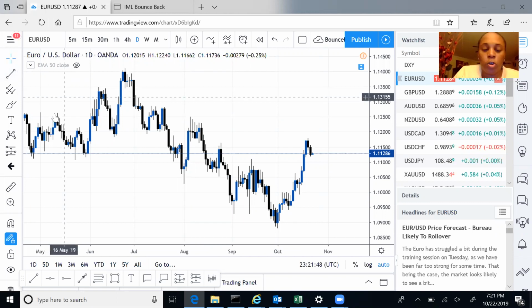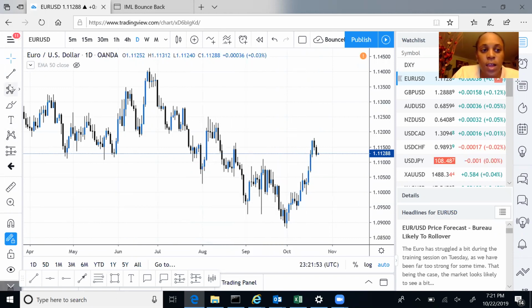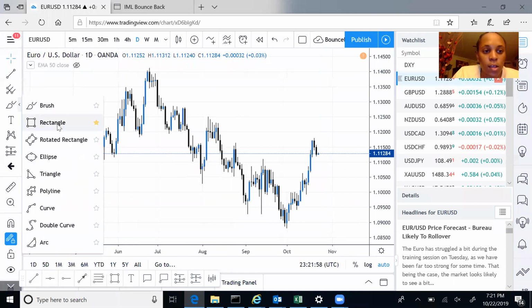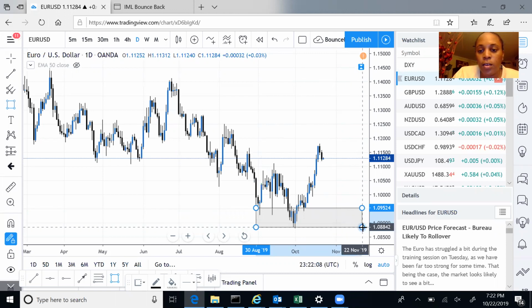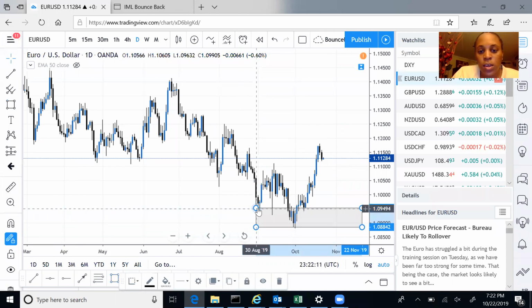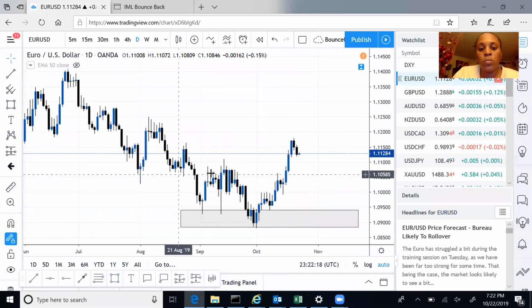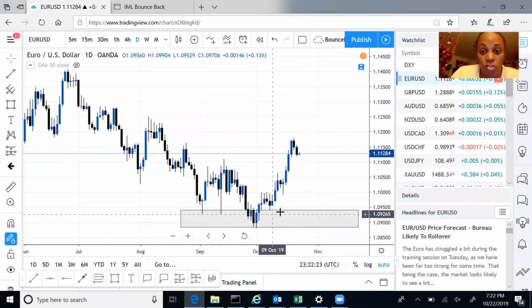Good. So the first thing I mentioned to you guys: identify key levels. So using the rectangle box, as you know I usually use, it's already there. You want to identify key areas of support and resistance. Now, the reason why you want to do this is that it helps you get a better entry as well.